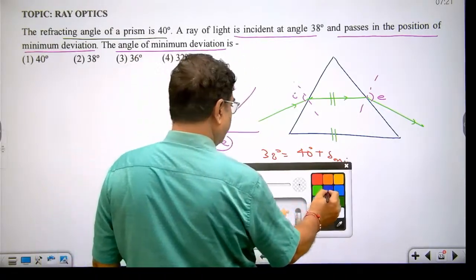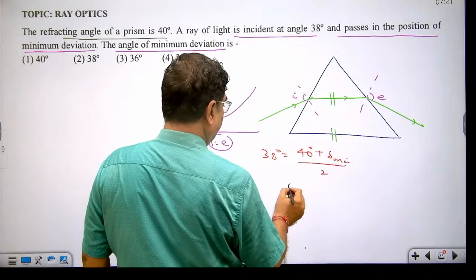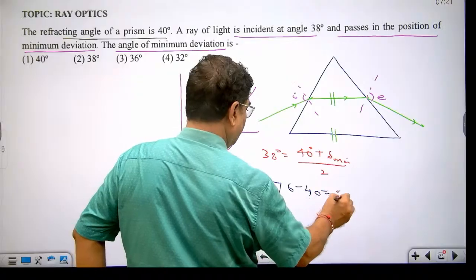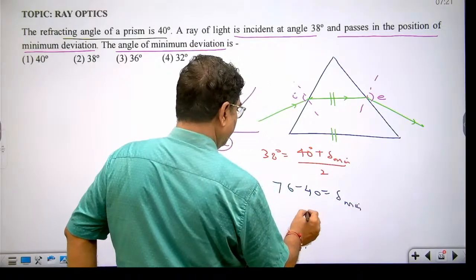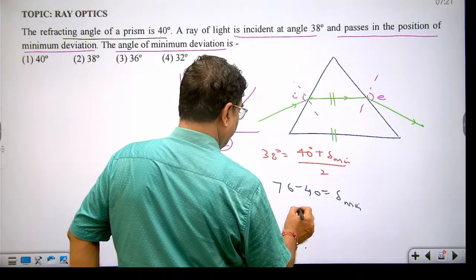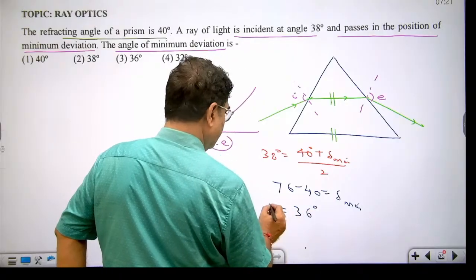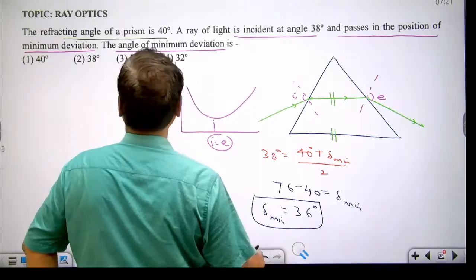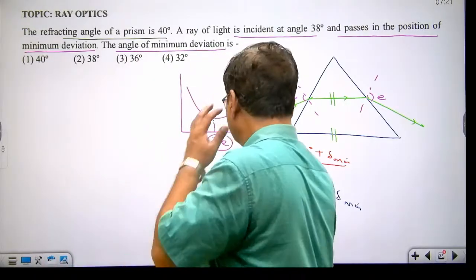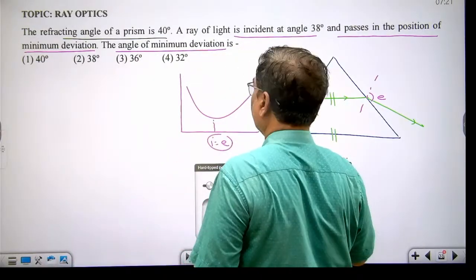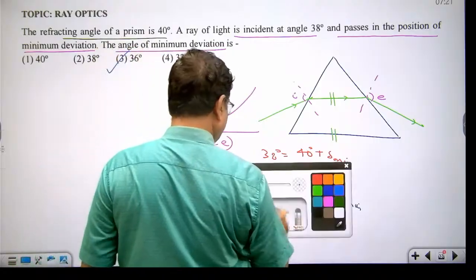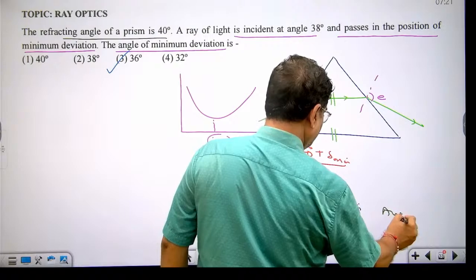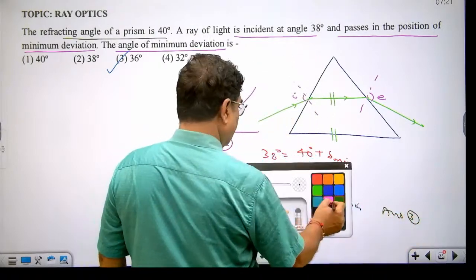After solving this equation, we will get 76 minus 40 equal to delta minimum. So this will be 36 degree. So minimum deviation is 36 degree. So out of 4 choices, the correct choice is option 3. Option 3 is the correct answer. Okay.